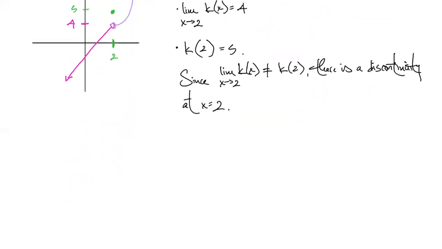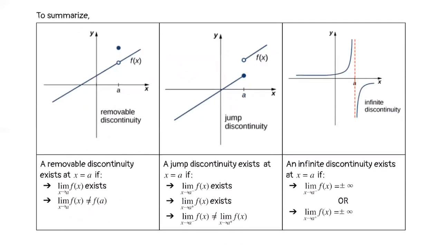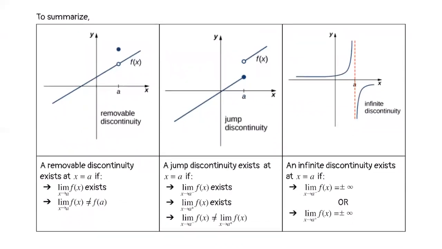Now I'll finish up this video just by taking a look at this summary piece right here. So we've talked about the removable discontinuity, the jump discontinuity, and the infinite discontinuity. And all I've done is put into a table some things you might look for in terms of limits. You can use this as a little bit of a checklist for yourself on how to decide what kind of discontinuity you have in a function.